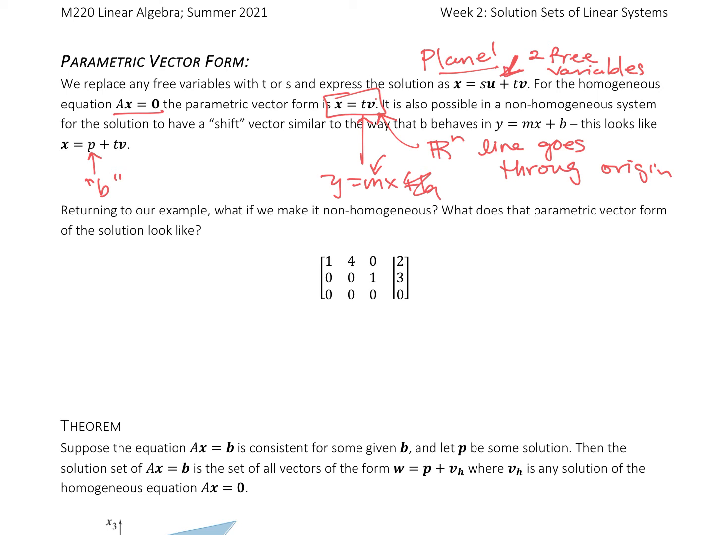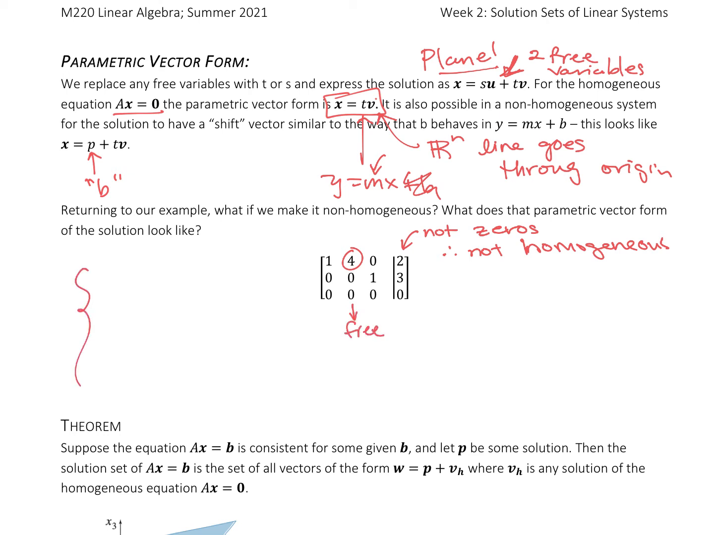Now, let's go back to that example and look at the non-homogeneous version of it. So now you'll notice that these are not zeros, so therefore it's not homogeneous. But it's already been row reduced. We don't have to worry about that. So we are row reduced, and that's great. We have a free variable here, right? So we still have our free variable.